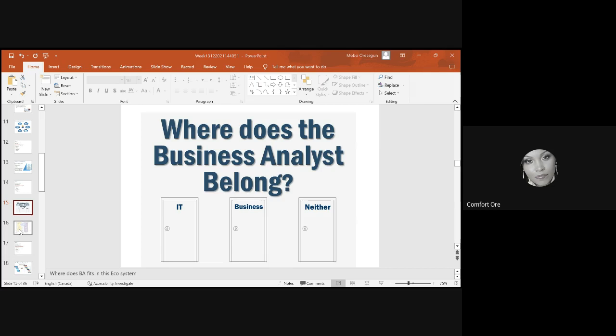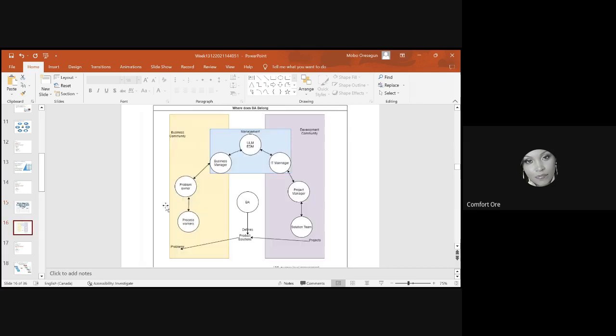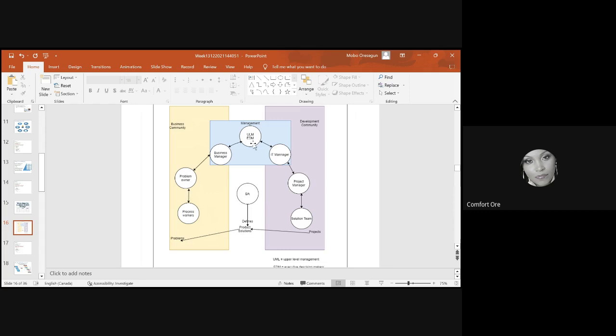Okay. So as a BA, we actually feed into all of this. We're acting as a facilitator for the business solutions, for the solution team, for the project manager, for the IT manager, for the upper level management or the executive decision makers, for the business manager, for the product owner, and the process workers.